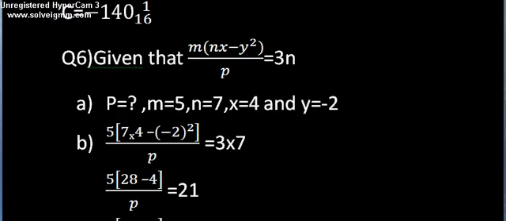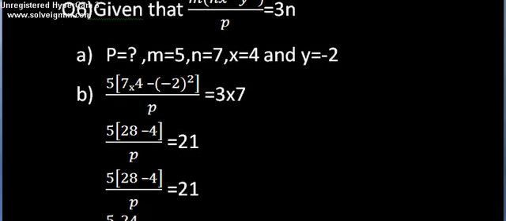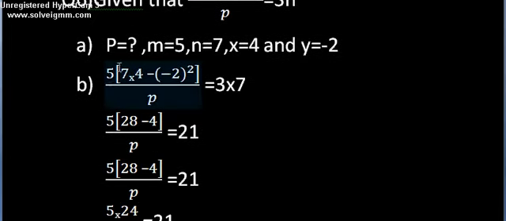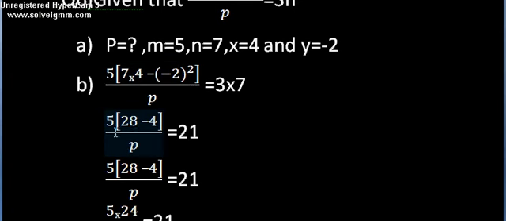Now question number 6. Given that m into (nx minus y square) over p equals to 3n, where all these values are given and you have to find p. So you will put all the values in the given expression. After putting all the values here, you have to find p. It will become 5 into (28 minus 4 into minus 2 whole square) equals to 4. So you can write 28 minus 4 here.